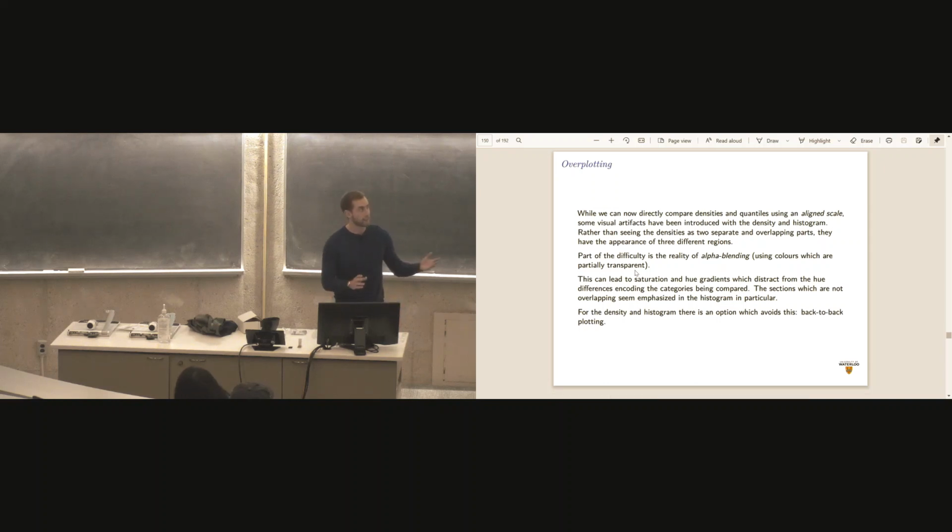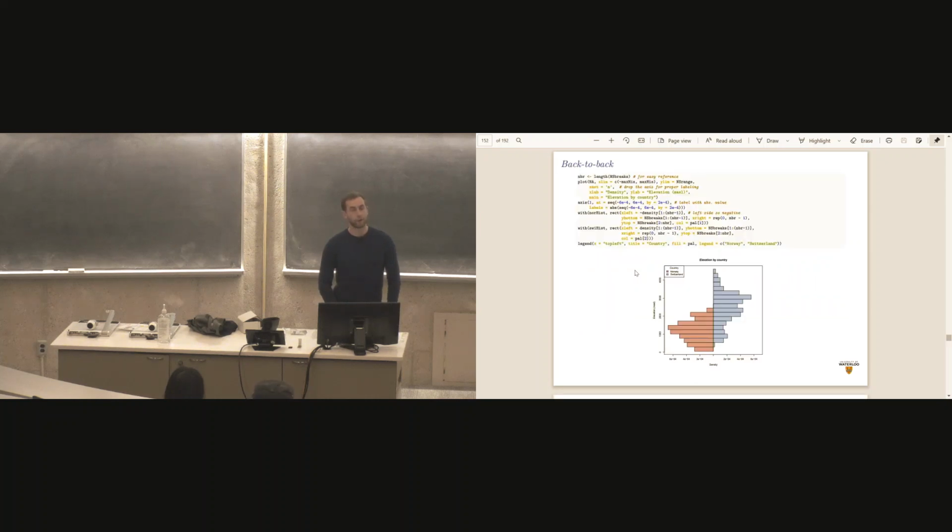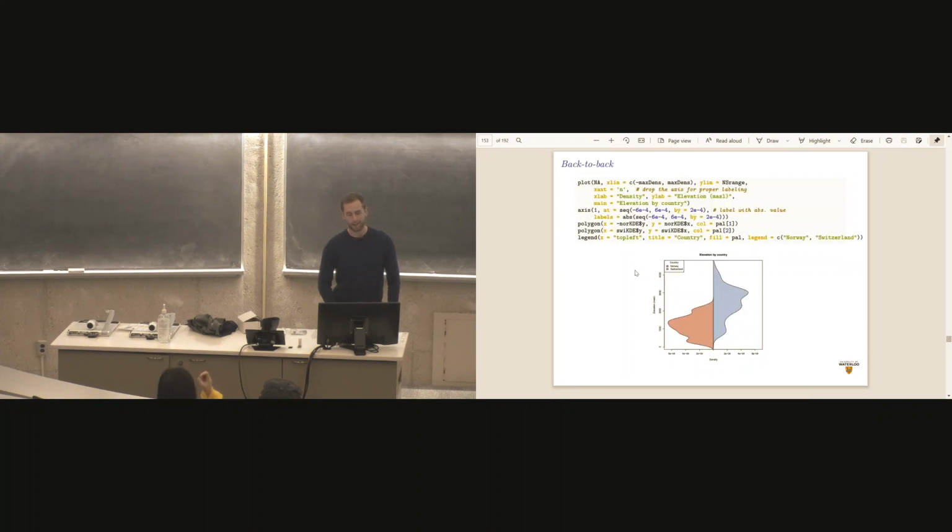But when you're using a density estimate, we actually can avoid this by using back-to-back plotting. I believe they're called violin plots if you look them up for density estimates in particular. Or I think it's demographic population pyramids in the slides that are the main way you look at this. This requires a little bit of code. You can see here I've written out in detail how to make this back-to-back histogram. Same thing with the density. It's a little bit easier with the density.